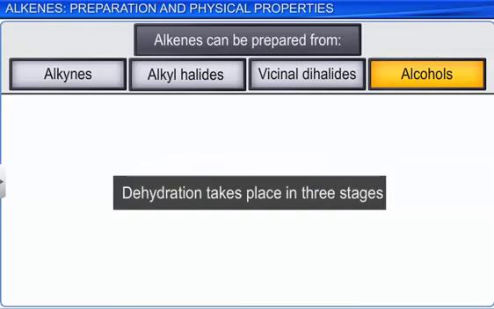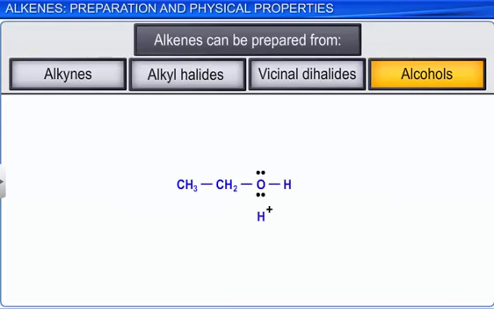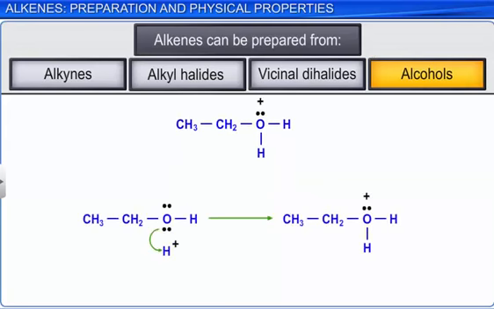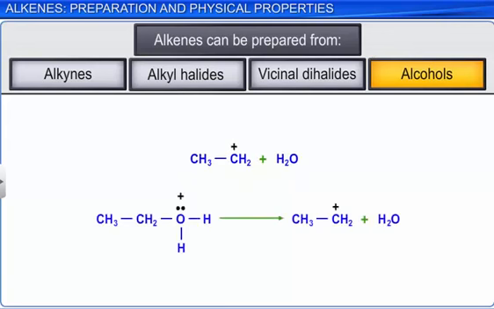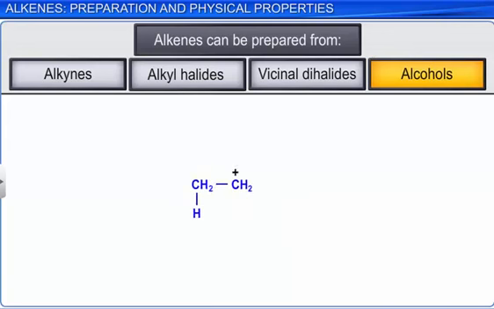Dehydration takes place in three stages. First, the alcohol is protonated by the acid catalyst to form a protonated alcohol. Secondly, the protonated alcohol loses a water molecule to give a carbocation. Finally, the carbocation formed loses a hydrogen ion and forms a double bond.